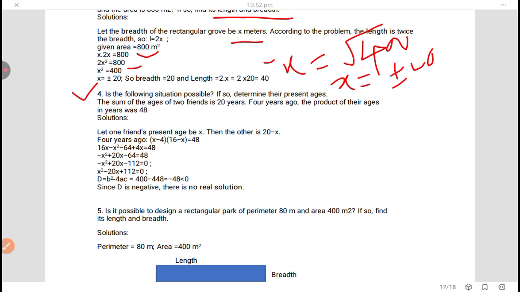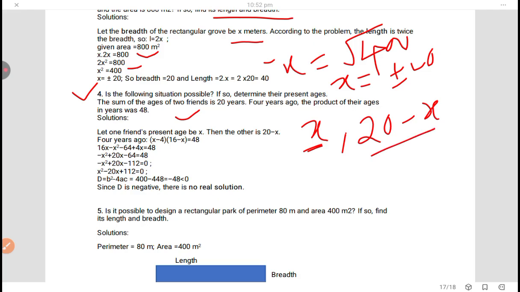Is the following situation possible? If so, determine the present ages. Question: the sum of the ages of two friends is 20 years. 4 years ago, the product of their ages was 48. So let us consider one friend's present age is x. Then the other friend's age is 20 minus x, because in the question it is given the sum of the ages is 20 years. So one is x, one is 20 minus x.